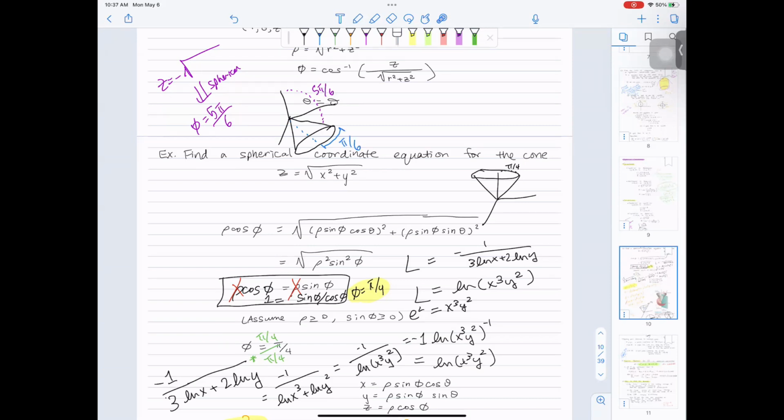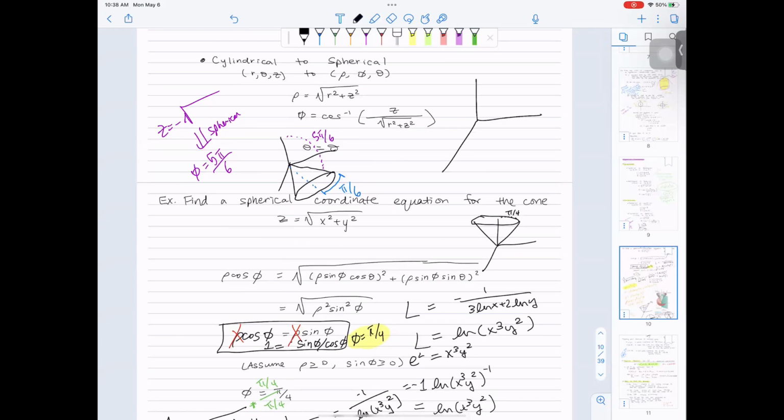I didn't draw it very well. Pretend this is a vertical line here, and this makes up pi. So if the opening until I reach the cone is 5 pi over 6, that means half of the cone opening is pi over 6. Let me draw it better. This is the cone of pi over 6, because when I solved, I got 5 pi over 6 over here.